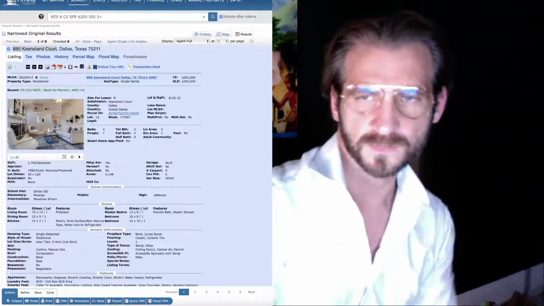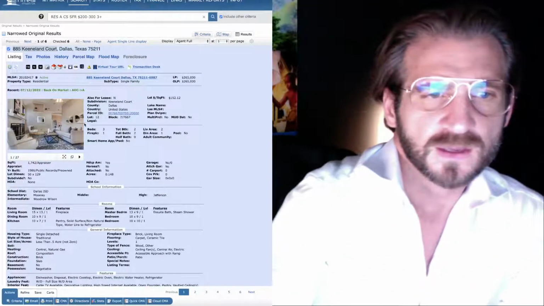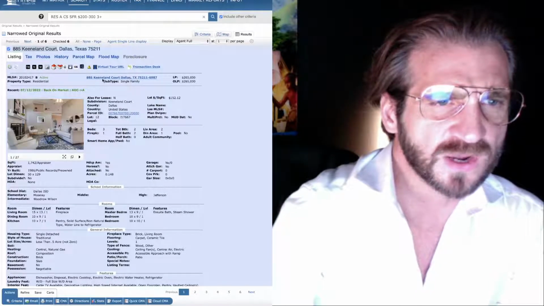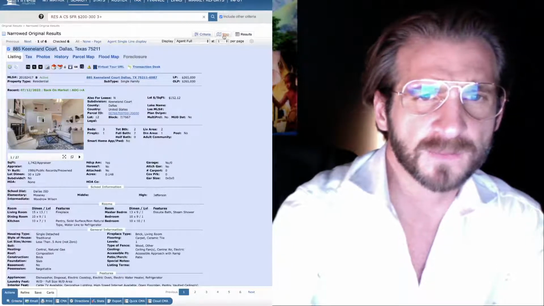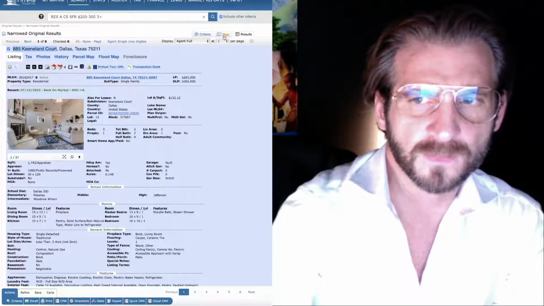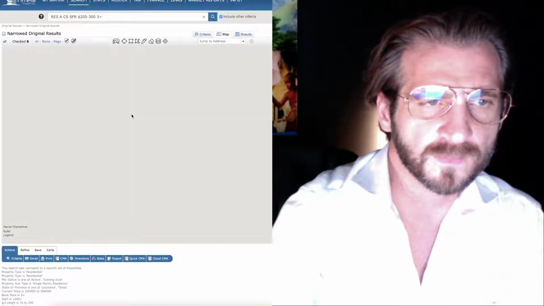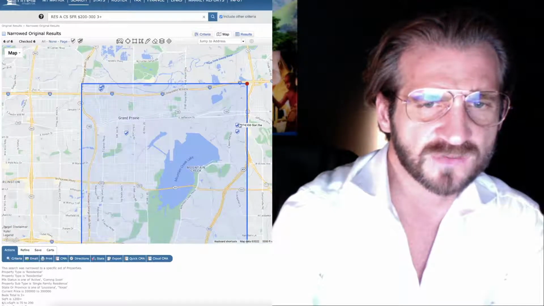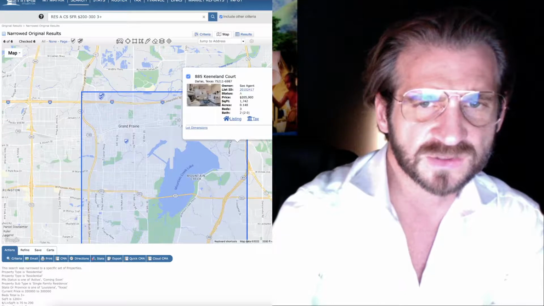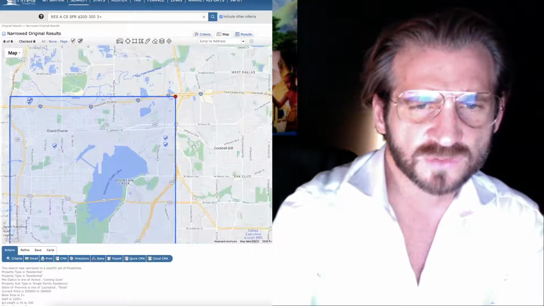Let's do the listing first, that way you guys have an idea of what you're looking at. Boom. Okay. So we have right here Keelan Court, Dallas, Texas. Let me show you where it's at on the map. Okay, so here is Sanders. I have a whole list of properties that I was sending to him. So it's over here, right off of Loop 12. So it's a really nice area.